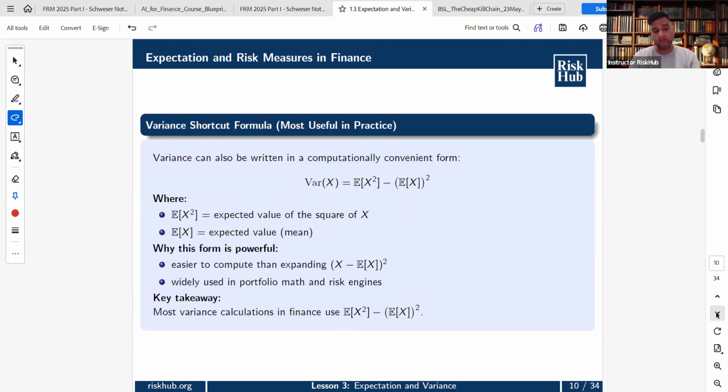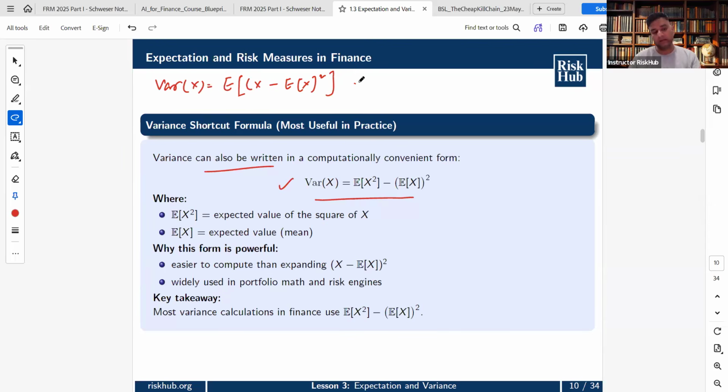Variance shortcut formula. The formula is used constantly. Variance of X is equal to E[X squared] minus (E[X]) whole squared. You can expand it, and this can be calculated very easily. It's not difficult, right? So let's say, what is the variance of X? It is the expected value of (X minus E[X]) squared. You expand that, X minus E[X] squared. Ultimately, what are we getting?